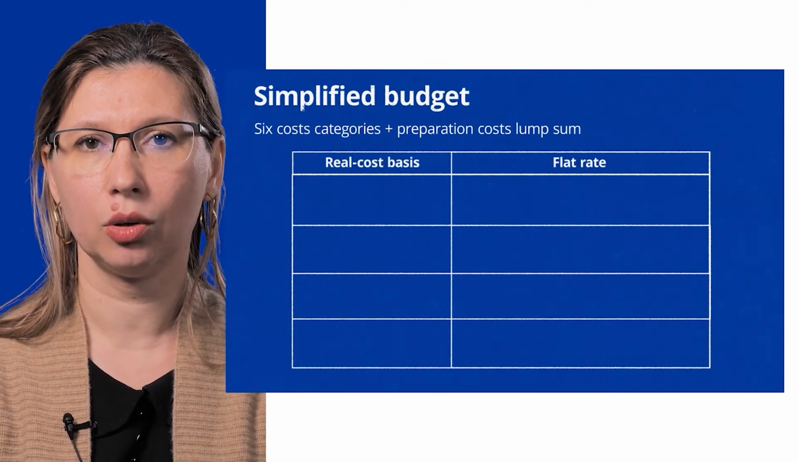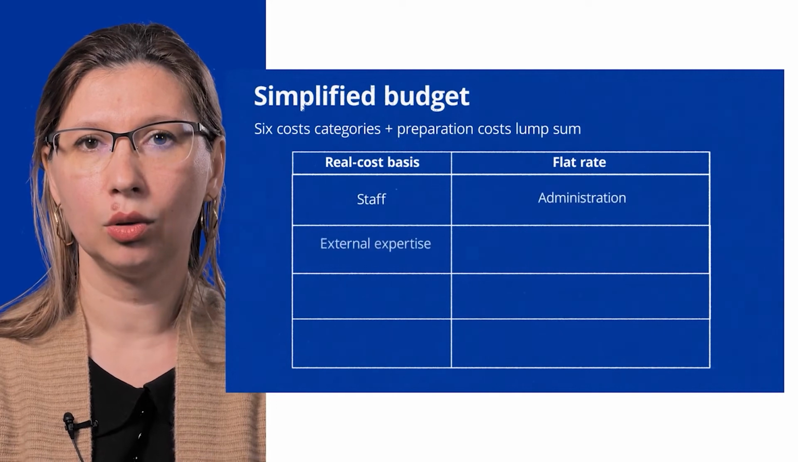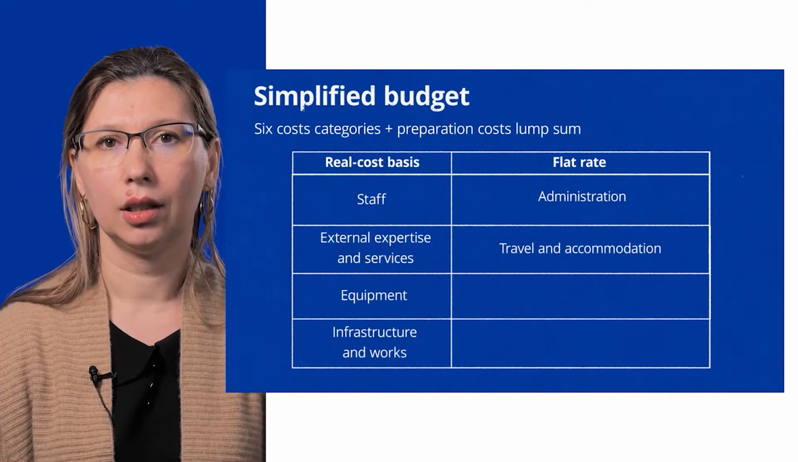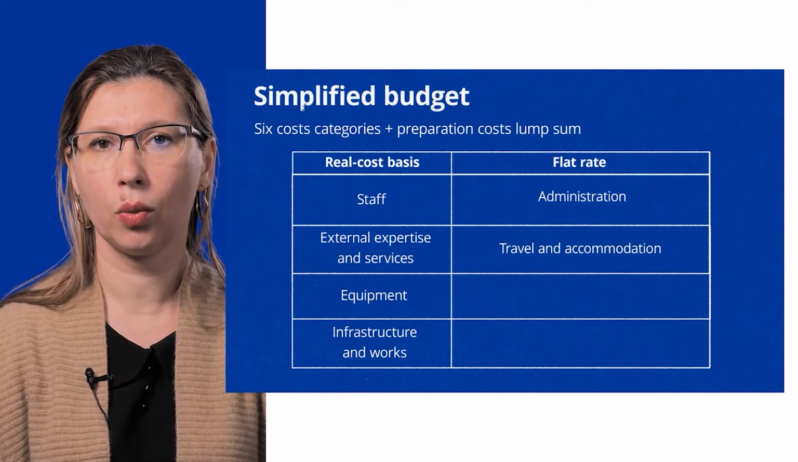A project's budget is organized following 6 cost categories. A successful application will receive an additional lump sum to cover the preparation costs. The cost categories are the subject of a specifically designed video for you, so I will not get into details here. However, I will spoil the surprise my colleague has for you.